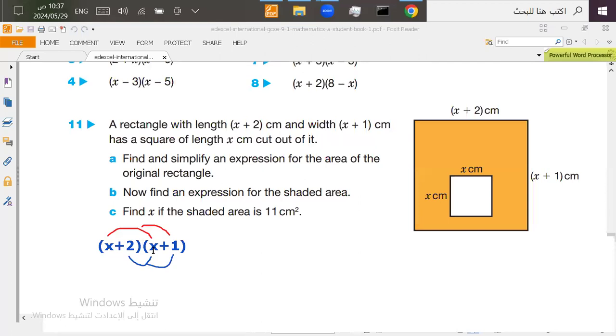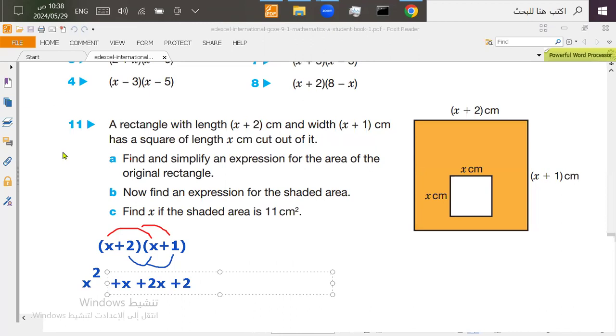So first, x times x is going to be x power of 2, or x squared. And then x times 1 is going to be positive 1x, or positive x, same idea. And then 2 times x is going to be positive 2x. And then 2 times 1 is going to be positive 2.